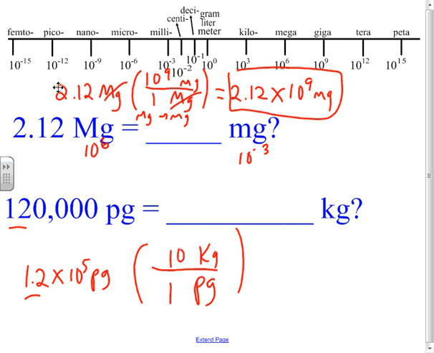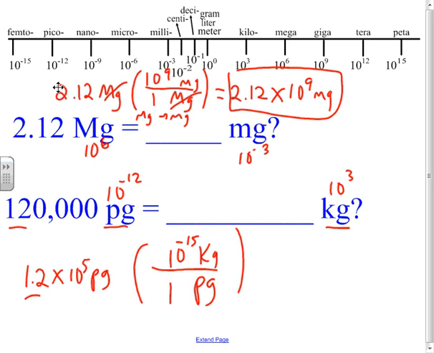A picogram is 10 to the minus 12th grams. Kilogram is 10 to the positive 3rd. So that gives you an absolute value of 15. And if we're going from a smaller unit, the picogram, to a larger unit, the kilogram, we need a negative exponent. So that's going to be a negative 15.